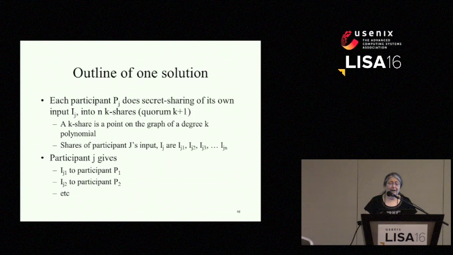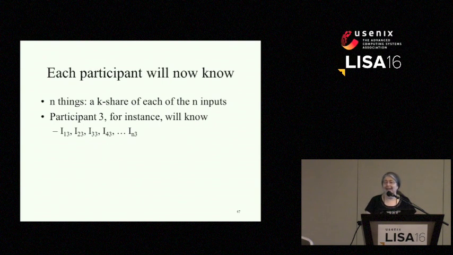So the outline of one of the solutions is that each participant does secret sharing of its own input into n k-shares, where a k-share is you did a degree k equation, so the quorum will be k plus 1. So the shares of participant j's input, his input is I sub j, and the shares are I_j1, I_j2, I_j3, and he gives one of these shares to each of the other participants. So each participant now knows n things, which is a k-share of each of the n inputs.